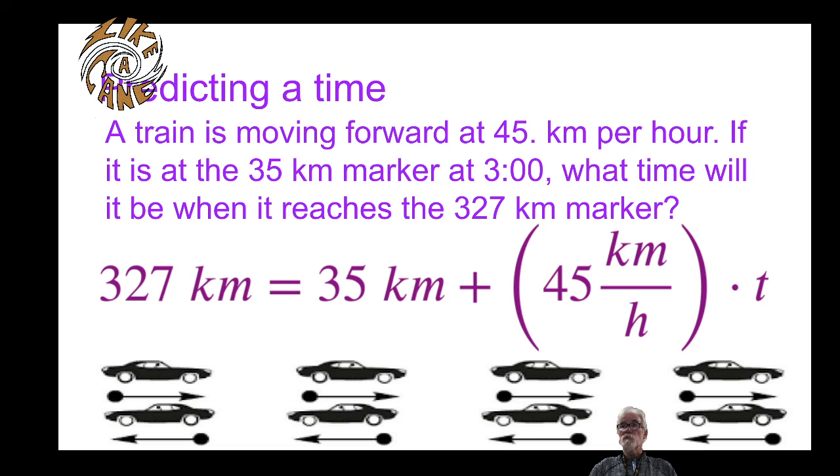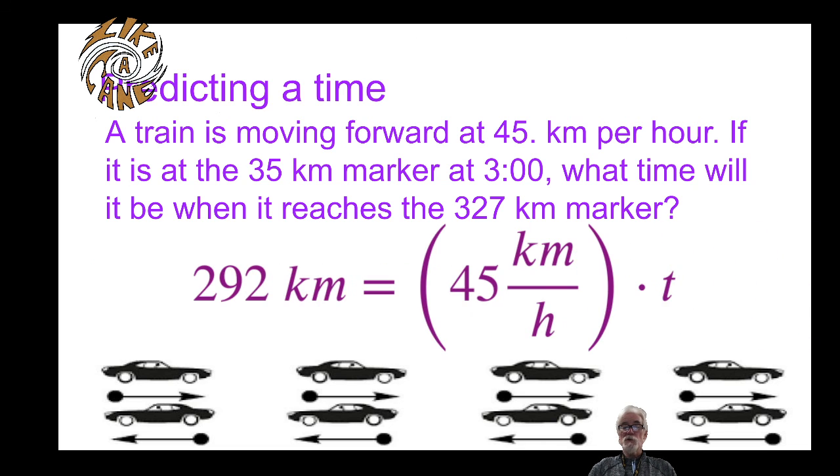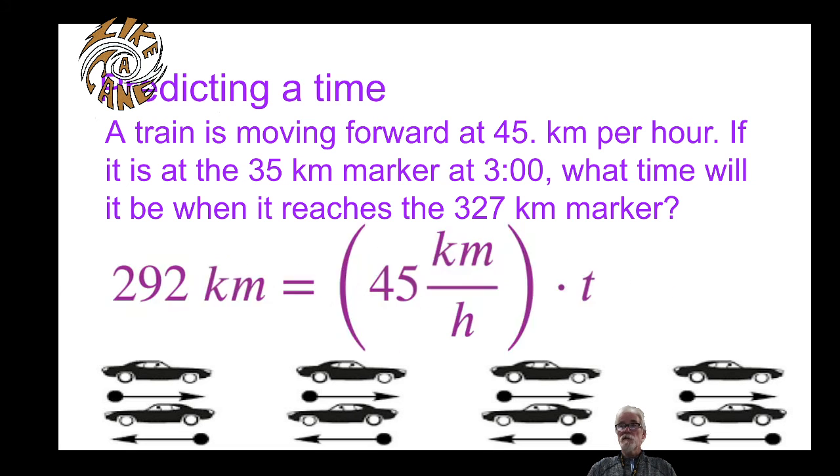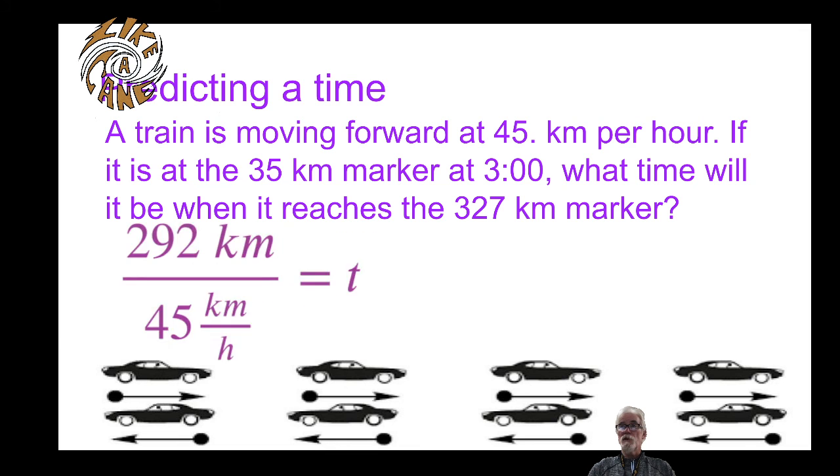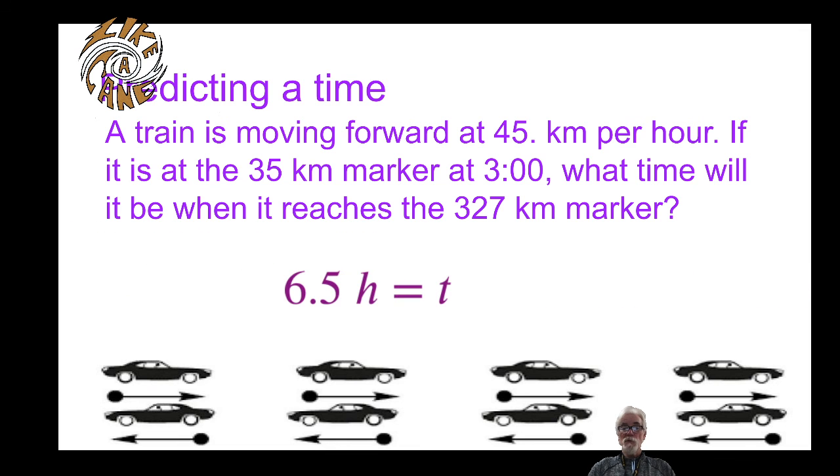First, let's subtract the starting position from the ending position to get the change in position, or the displacement. In this case, that's 327 kilometers minus 35 kilometers, which ends up being 292 kilometers. Next, we'll divide the displacement by the velocity to find the time. So when we do that, 292 kilometers divided by 45 kilometers for every hour, the kilometers are going to cancel, and our answer will end up being hours. And when we do the arithmetic, we find out that it's 6.5 hours.